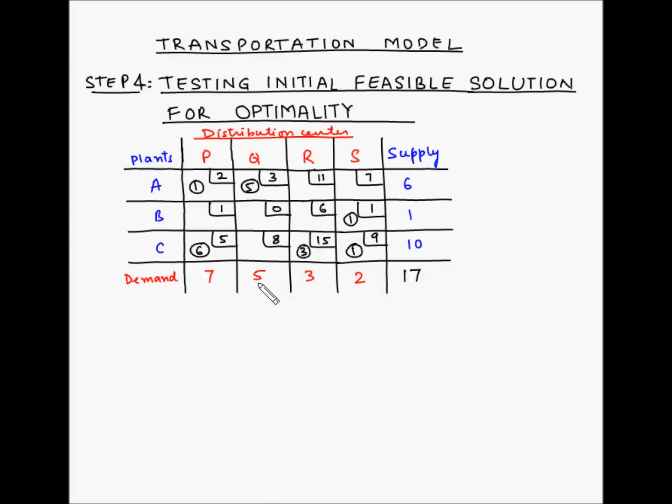Now, in order to test whether the solution is optimal or not, each vacant cell is examined to find out whether or not, by making allocation to that cell, the total transportation cost will reduce. So, for example, cells like AR, AS do not have any allocation currently. In the optimality test, we'll see if we allocate something to these cells, will the overall cost reduce further or not?